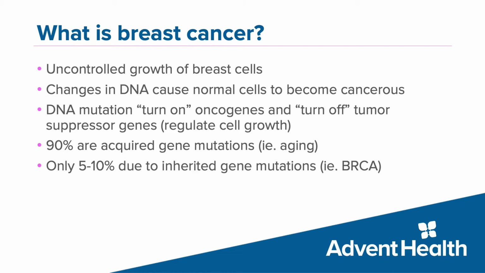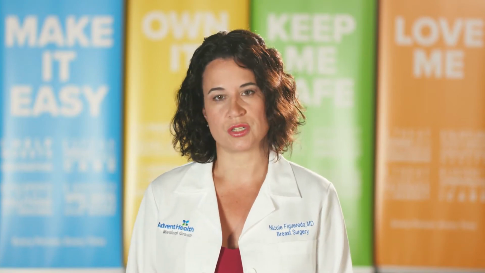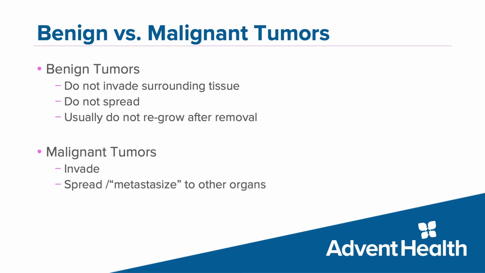90% of these are acquired gene mutations, for example, that occur with aging. Only about 5 to 10% are due to an inherited gene mutation, for example, BRCA gene mutations. There are differences between benign breast tumors and malignant breast tumors. Benign breast tumors do not invade the surrounding breast tissue and do not spread beyond the breast. Usually, they do not regrow after they've been removed. However, malignant tumors can have cells that invade the surrounding breast tissue and potentially could spread beyond the breast to the lymph nodes or elsewhere in the body to other organs.